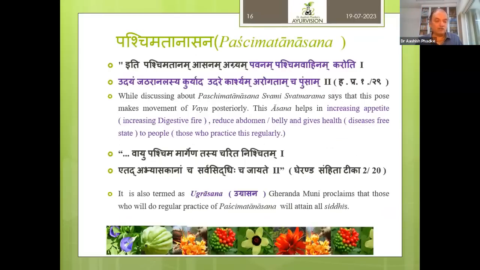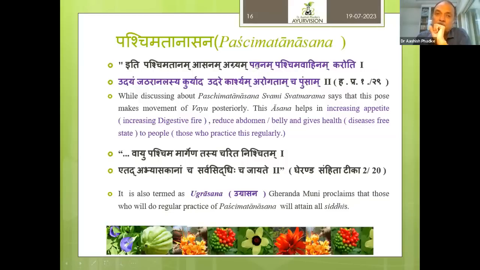Coming down to another asana practice, which we very commonly practice and suggest everyone to do, that is Paschimottanasana. In Paschimottanasana, it is said: Paschimottanam asanam agryam pavanam paschima vahinam karoti, udayam jatara narasya kuryad udare karsham arogatam cha punsam. So this is the benefits mentioned by Hatha Pradipika, Swatmaramji.